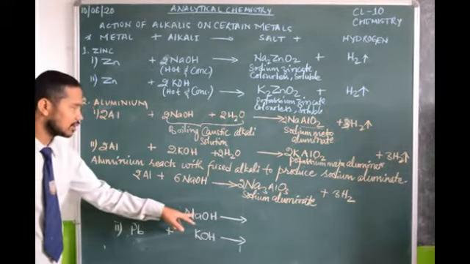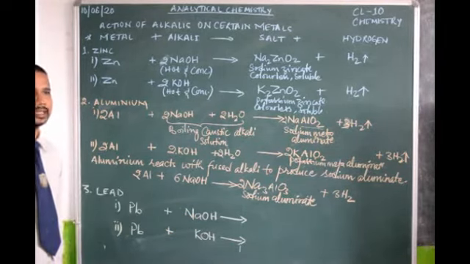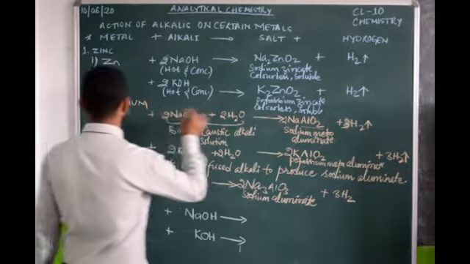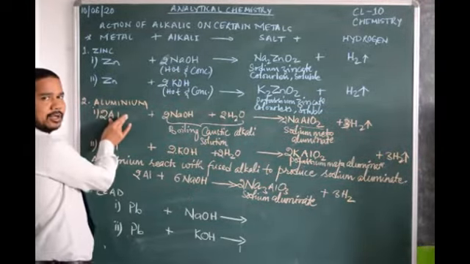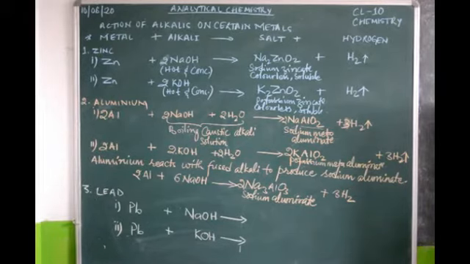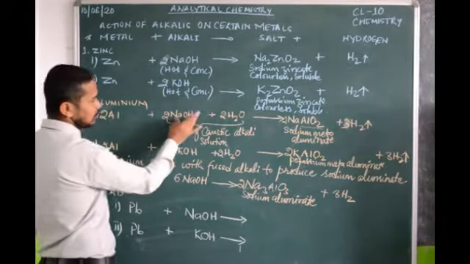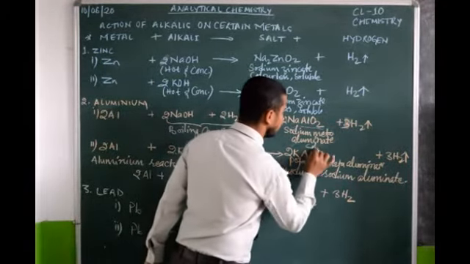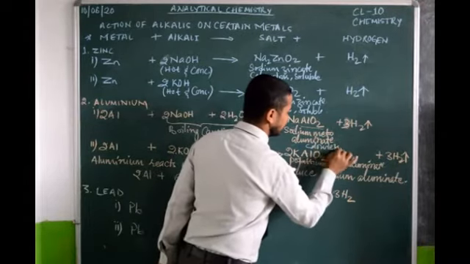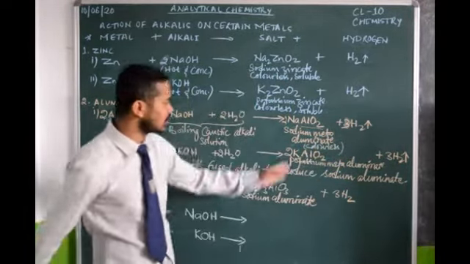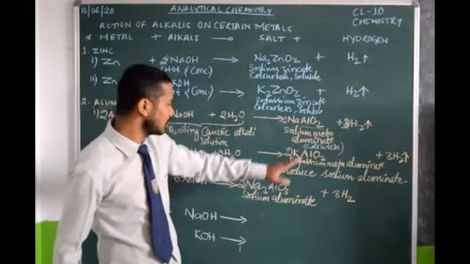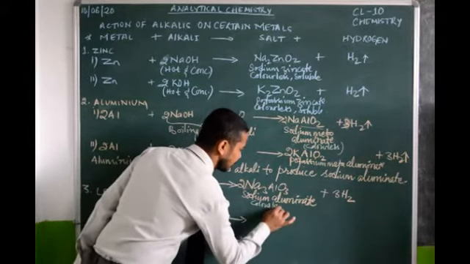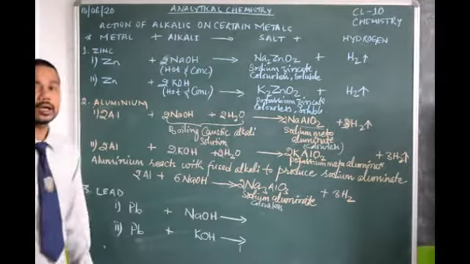Lead plus sodium hydroxide. Okay, one thing I missed here. Aluminium lies in group 13, so it is a colorless ion. This is also colorless, and potassium metaluminate is also colorless. All of these salts are colorless.